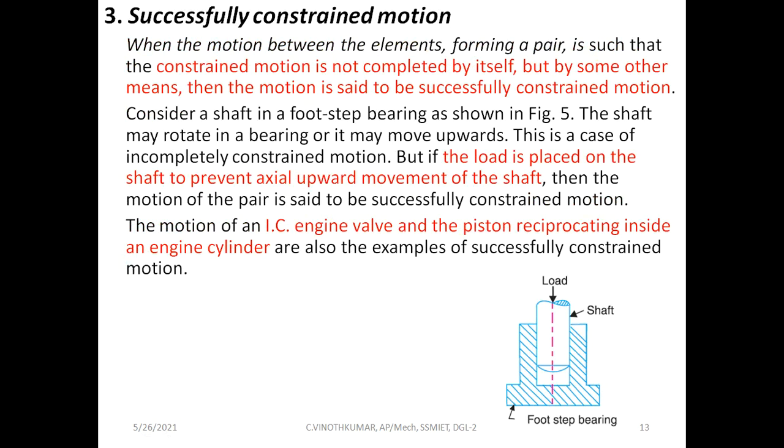These both motions have no relationship with the others. Third one is a successfully constrained motion. When the motion between the elements forming a pair is such that the constrained motion is not completed by itself but by some other means, then the motion is said to be successfully constrained motion. The load is placed on the shaft to prevent axial upward movement of the shaft. The load is seated inside the footstep bearing, the shaft. The IC engine valve and the piston reciprocating inside an engine cylinder.